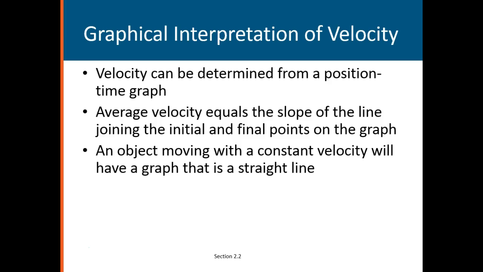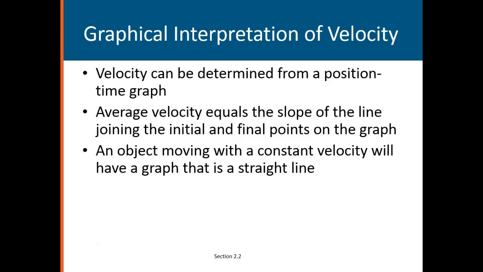Now, how do we represent velocity? Velocity can be determined from a position-time graph. Average velocity equals the slope of the line joining the initial and final points of the graph. That's what I pointed out to you on the earlier slide. That was your secant line. That's your average velocity. Okay? And actually the slope of that was your average velocity.